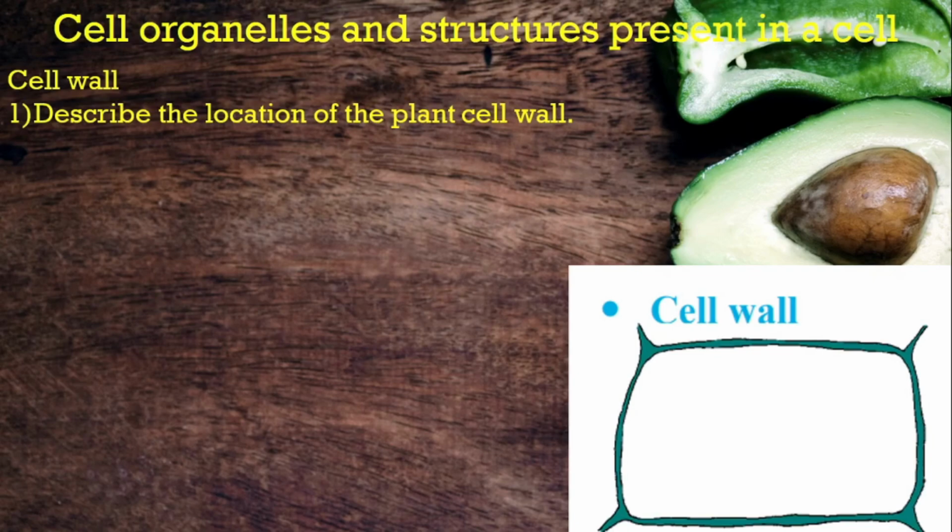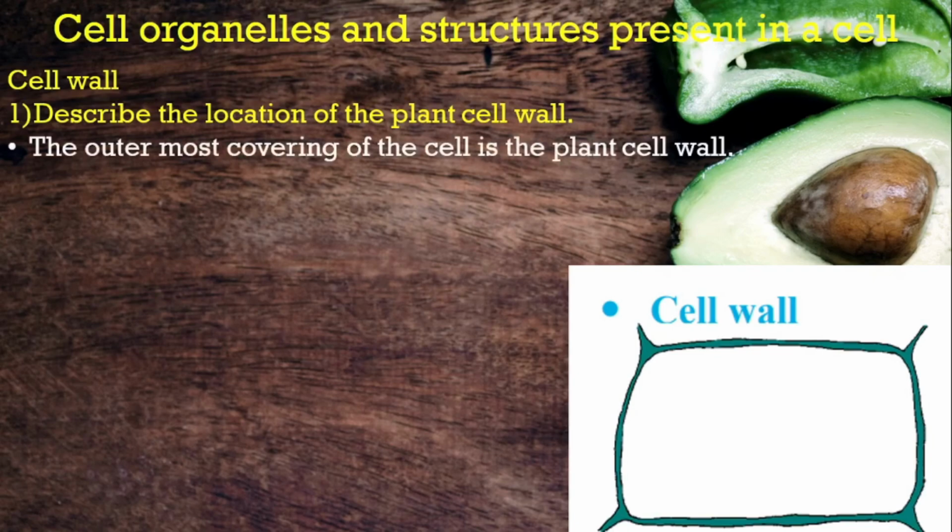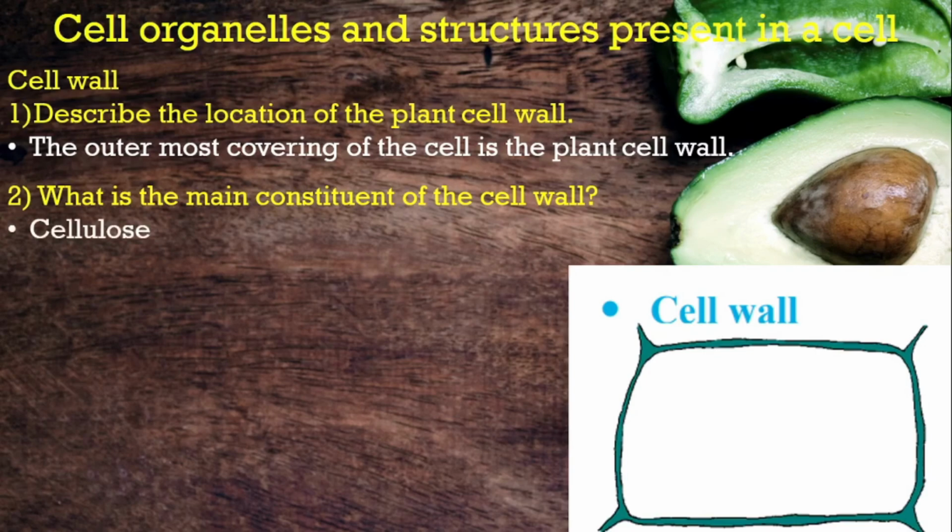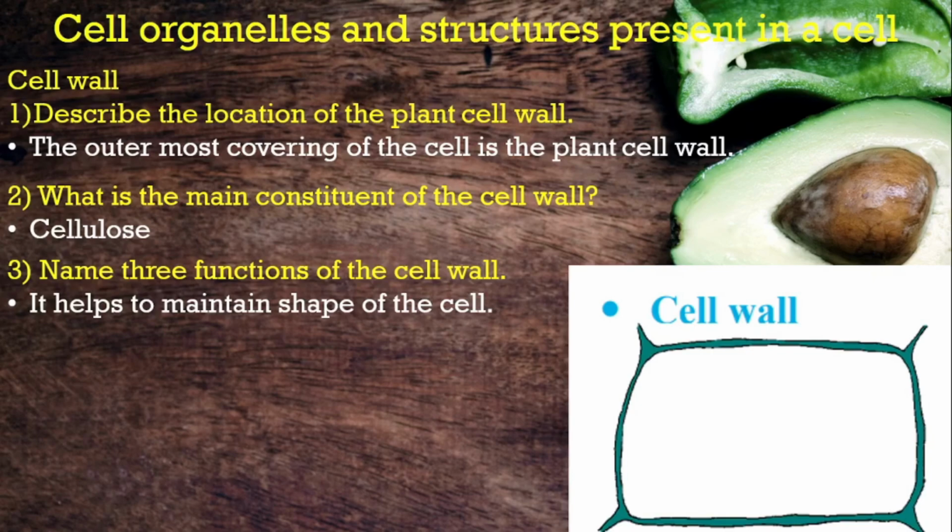First one, describe the location of the plant cell wall. The outermost covering of the cell is the plant cell wall. What is the main constituent of the cell wall? It is obvious: cellulose. Name three functions of the cell wall. Look at these three functions. The first one, it helps to maintain the shape of the cell. The second one, it supports the cell. Third one, it protects the cell.